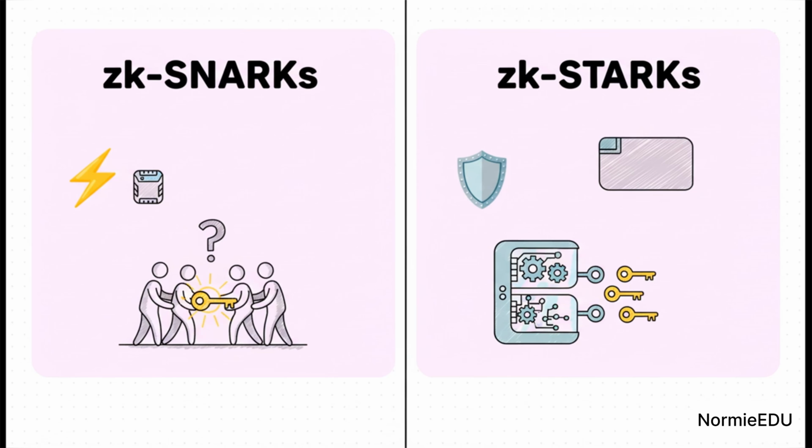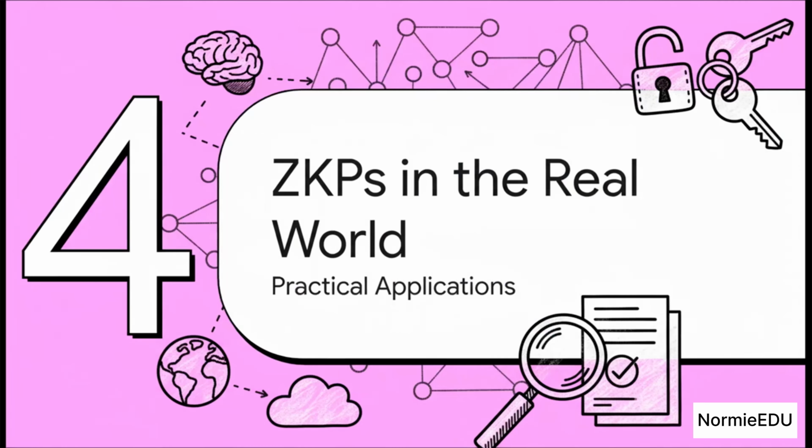On the other hand, you have ZK starks. The T stands for transparent. They don't need that risky setup at all. They're also considered resistant to attacks from quantum computers, which is a huge deal for future-proofing. The downside, the proofs are a lot bigger. So you're choosing between small and fast with a bit of risk, or bigger and a little slower but more transparent and secure.